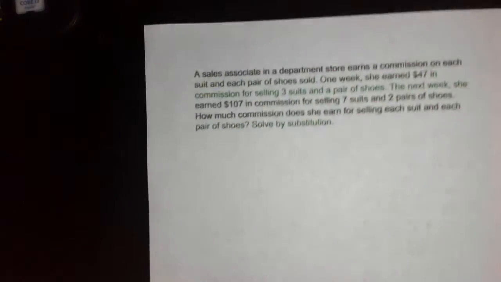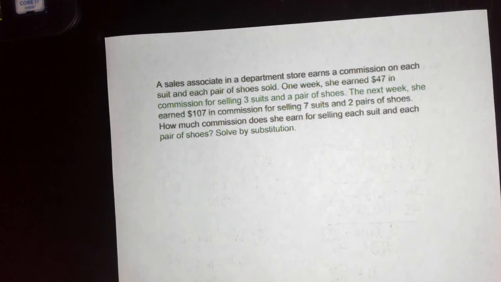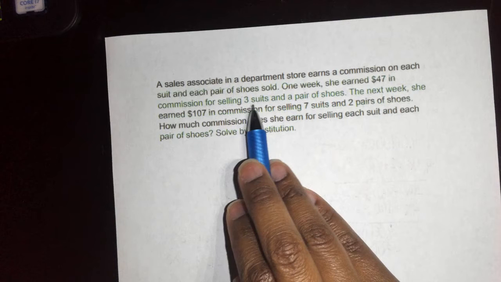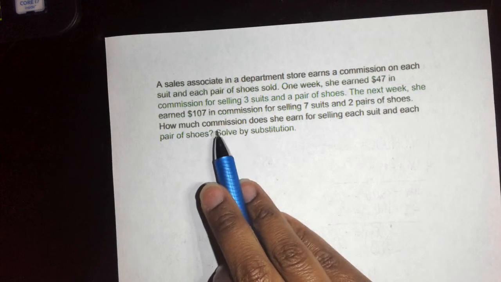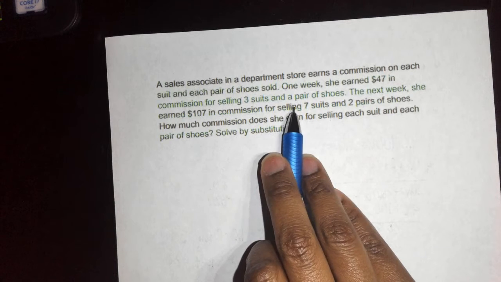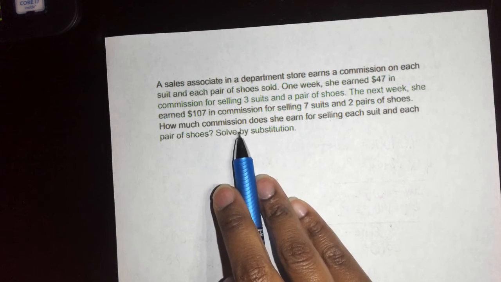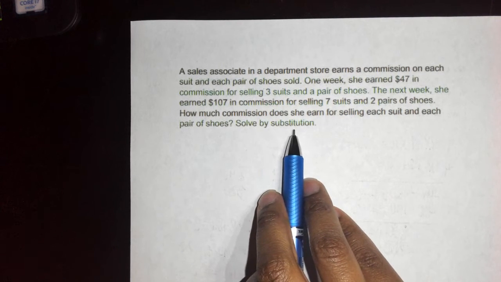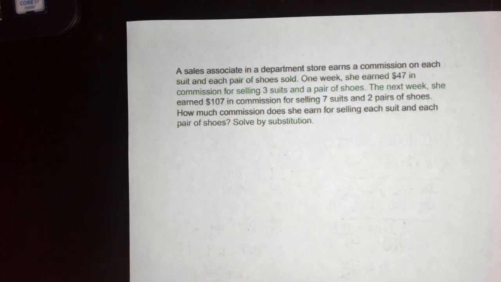If I wanted to do the same thing, this time it doesn't give me a value for x and y. So what I need to do is look at my equation. I have a sales associate in a department store who earns commission on each suit and each pair of shoes sold. One week, she earned $47 in commission for selling 3 suits and 1 pair of shoes. The next week, she earned $107 in commission for selling 7 suits and 2 pairs of shoes. How much commission does she earn for selling each suit and each pair of shoes? So this one we do not have what x and y represent, but that's okay because we can still figure it out just as easily.